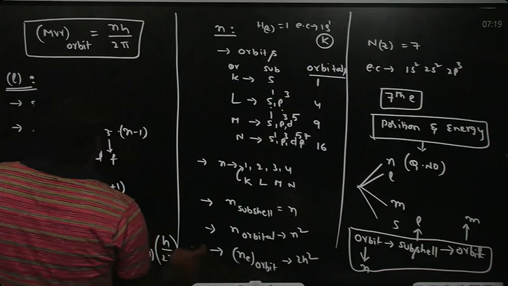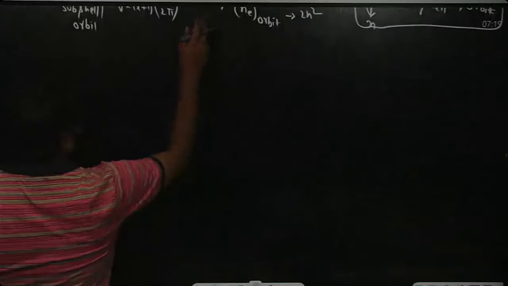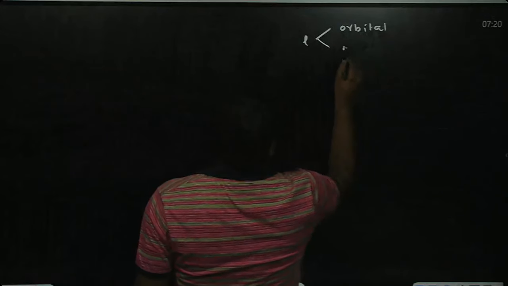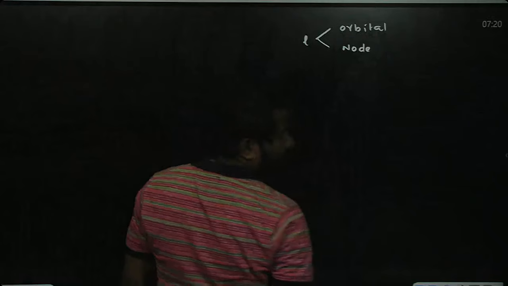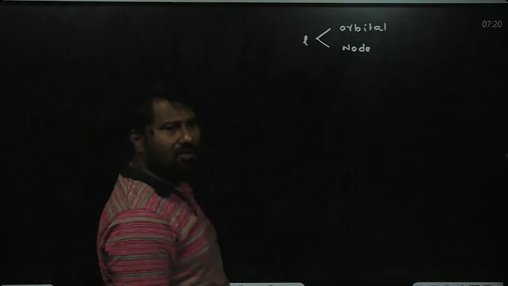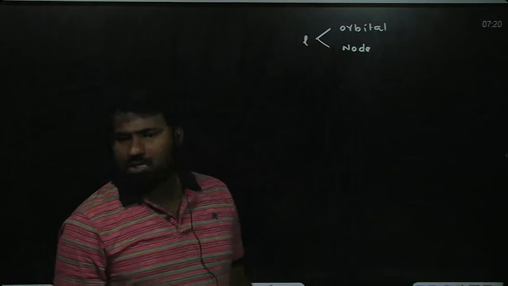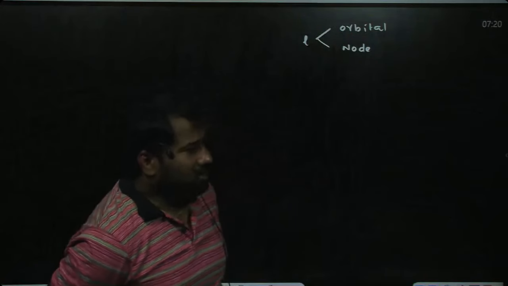Next one. By using this azimuthal quantum number only, we are going to find different things. By using L only, that is the azimuthal quantum number, we are going to find two more things: the orbital and the node. The orbitals or nodes are found with the help of one more concept, the Schrödinger wave equation. What is that? Schrödinger wave equation.